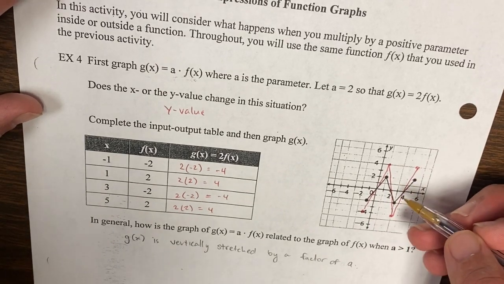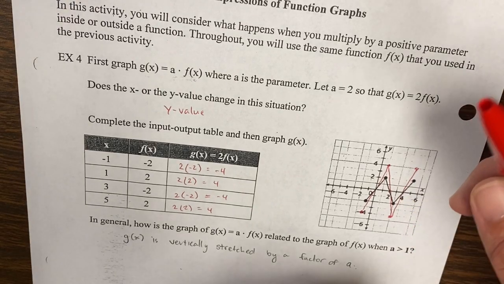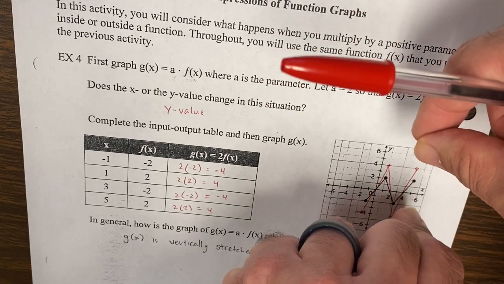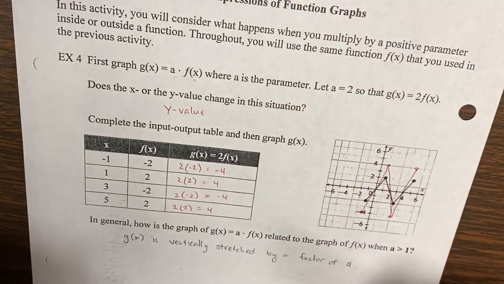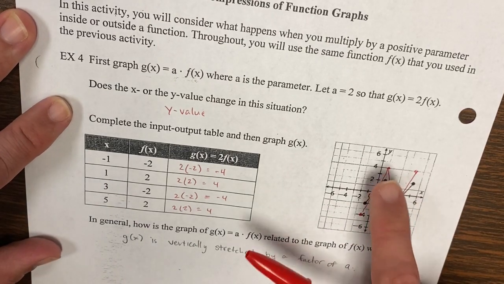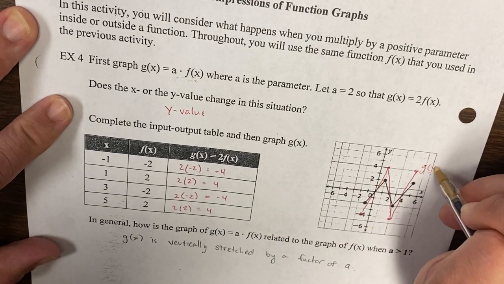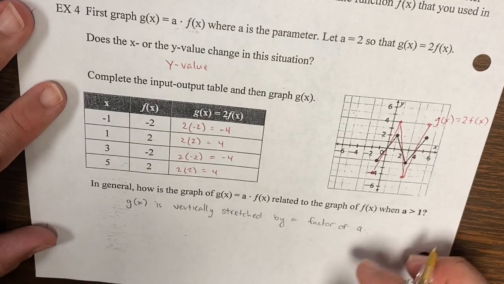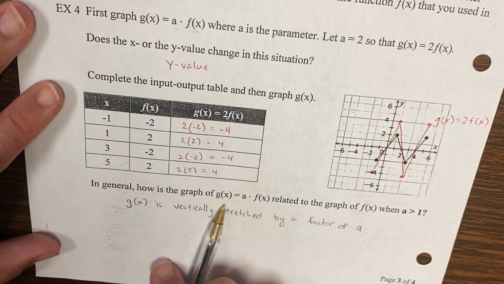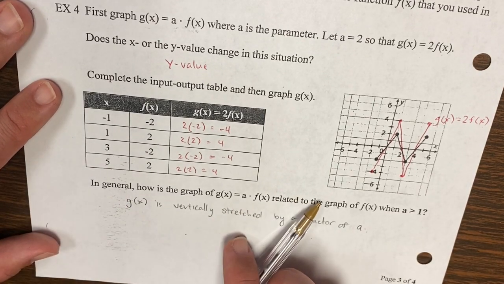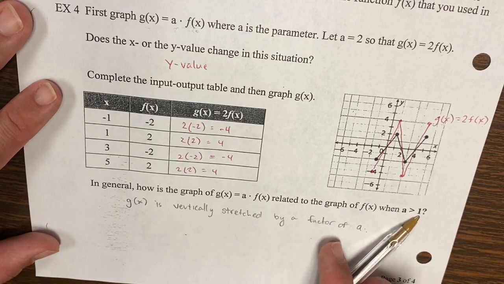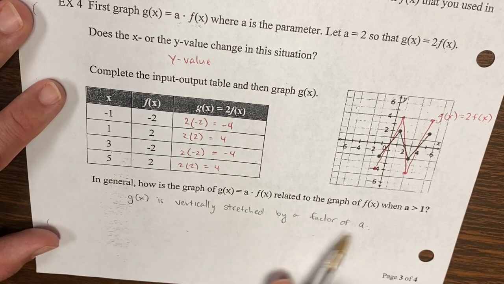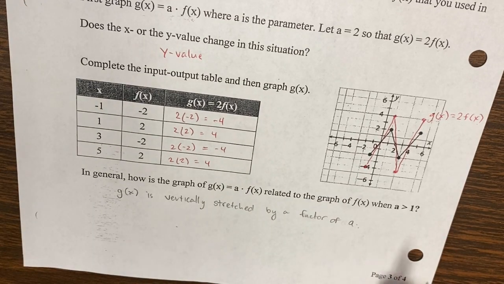Okay, and what do we call this? Well, if you can imagine taking the black graph and putting your hands on the top and bottom and then stretching that graph, that would get us to the red graph there, which is g of x, which is 2 times f of x. Okay, so in general, how is the graph of g of x equal to a times f of x related to the graph of f of x when a is greater than 1? Well, we say g of x is vertically stretched by a factor of a. That's how we describe that transformation.